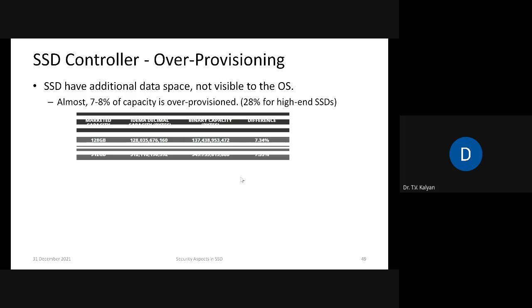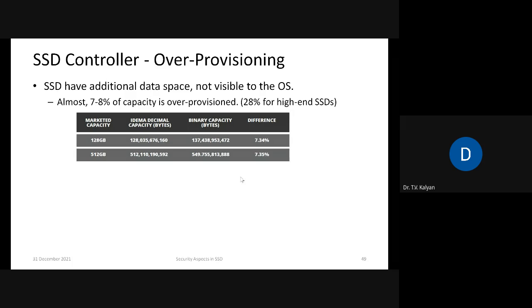So to manage all this data movement, some extra space is needed. That's what we call over provisioning. Now, in a typical SSD that you buy, even though they label it as 512 GB or so, we would be typically able to use only 480, 490 GB. The remaining 20, 30 GB is, you can assume, over provisioning.